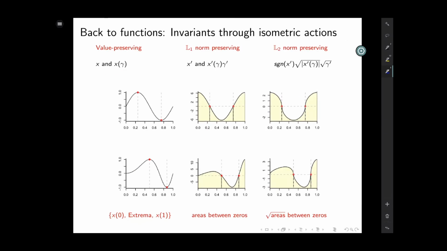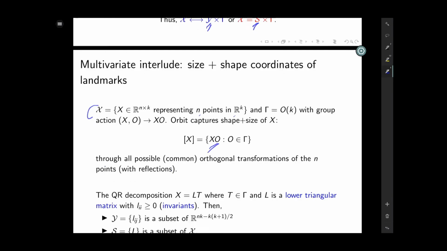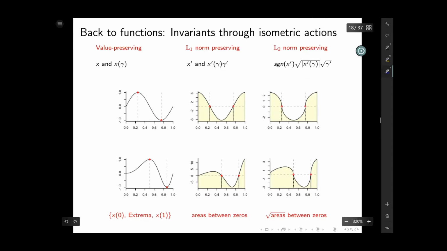Now let's go back to functions and then see whether we can replay the same formula in some sense. Here we're looking at orthogonal transformations. So they are isometric, they preserve the length and so on. So we look at finding invariants through isometric actions, even for the functions.